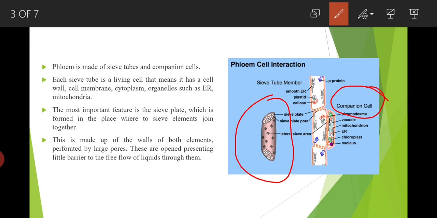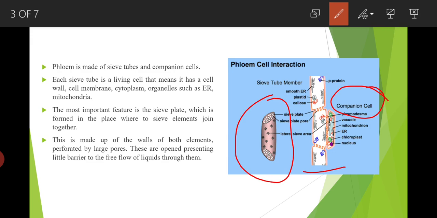Each sieve tube is made of living cells, which means it contains a cell wall, cell membrane, cytoplasm, and different kinds of organelles such as endoplasmic reticulum and mitochondria. But there is no nucleus found in a sieve tube; the nucleus is found in a companion cell.